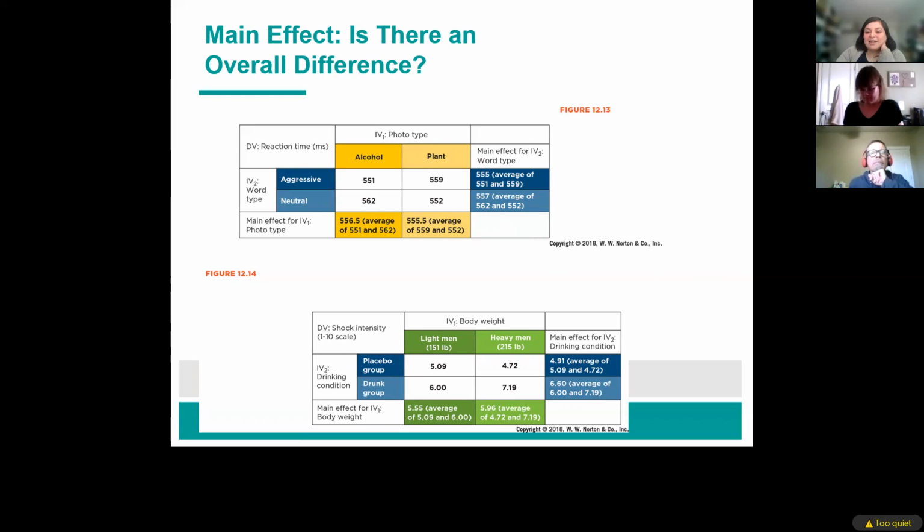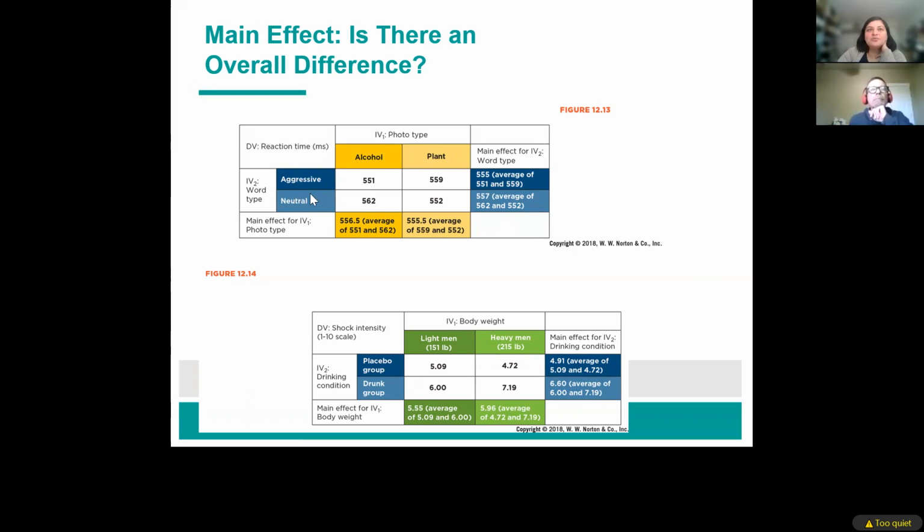All right, and this study is a word association study. So one independent variable is the type of word, right? So aggressive or neutral. The other independent variable is the type of photo, alcohol or plant. And this is the study that we talked about. So to look for a main effect of word type, you would compute the reaction time to aggressive words and reaction time to neutral words by averaging across the 2 photo conditions. So here you're looking for the main effect of word type.